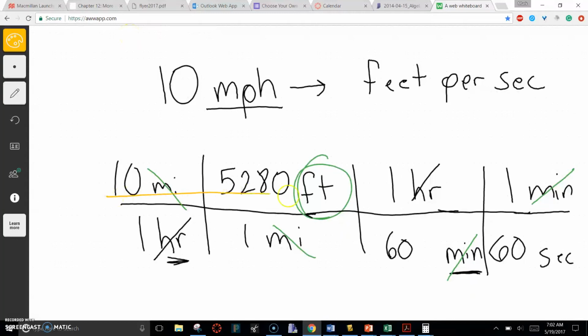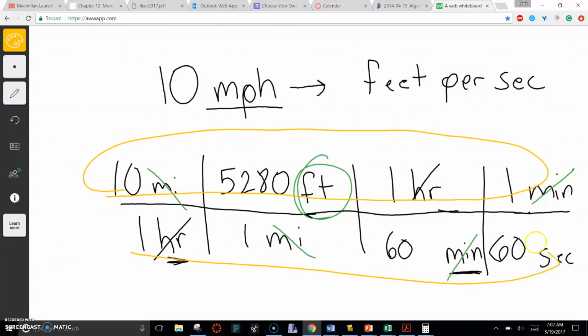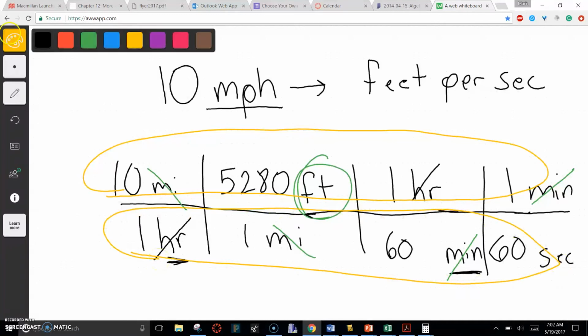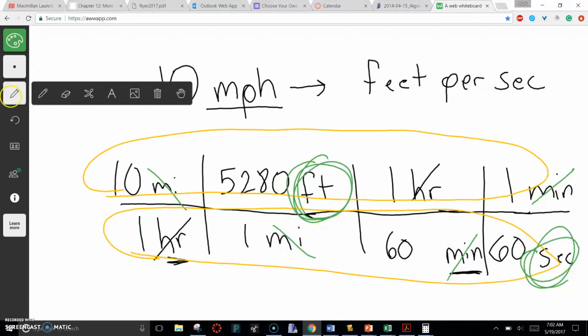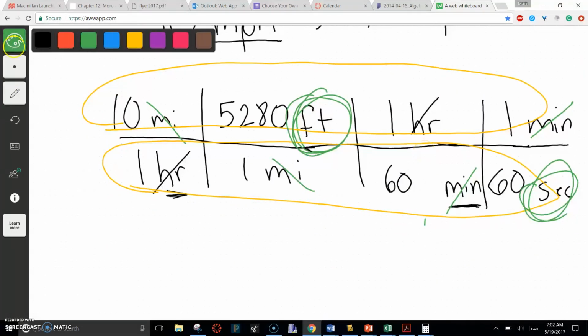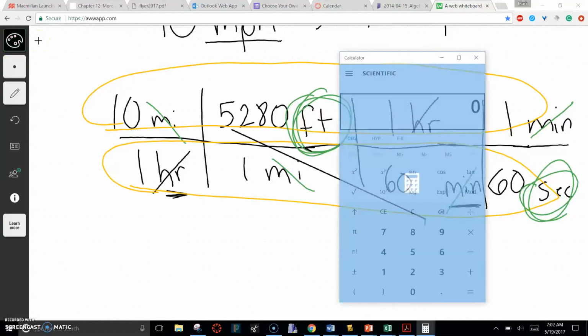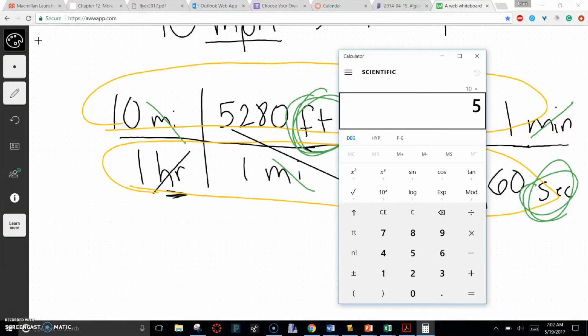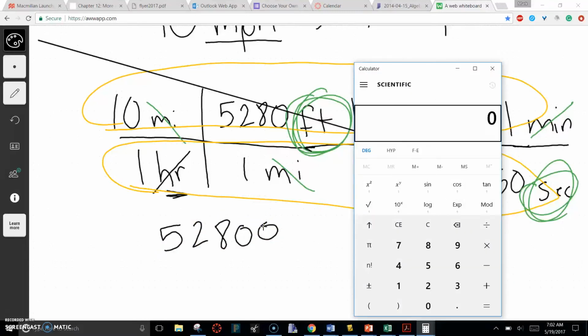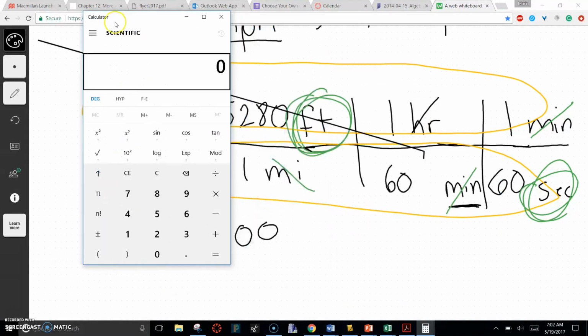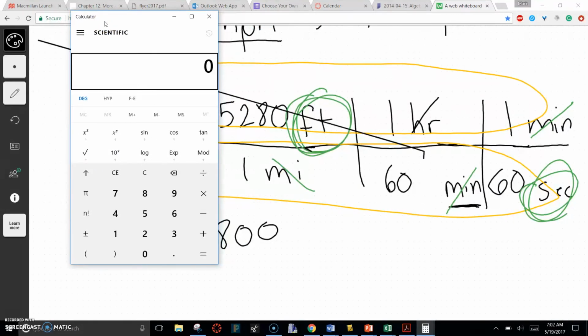And I can multiply the tops. And I can multiply the bottoms. And because we have seconds down here, which is the only thing that hasn't canceled, and feet up here, which is the only thing that hasn't canceled, we do have the correct units. So this would be 10 times 5280, which gives me 52800. And then we had on the bottom, well, 1 times 1 is 1. And 60 times 60, which is 3,600.